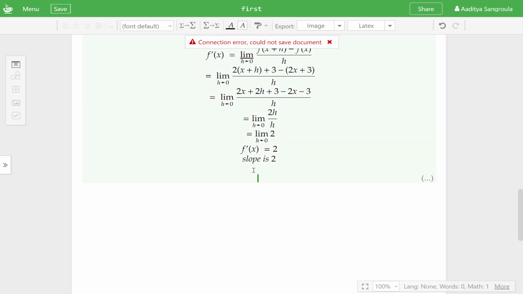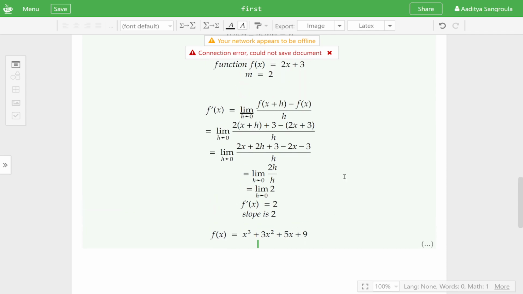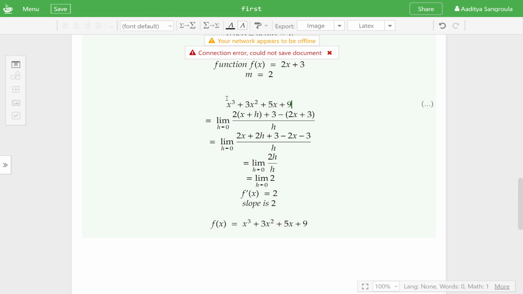So slope is equal to 2. So what do we do? Well, we could type in, this is the y, which is f of x. So now f of x is equal to x cubed plus 3x squared plus 5x plus 9, right? Now how do we calculate the derivative or the slope of f of x? Well, that's an important thing. In order to do that, we write the same limit definition of derivatives.